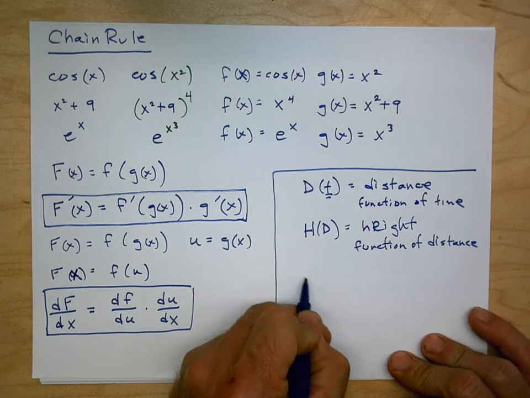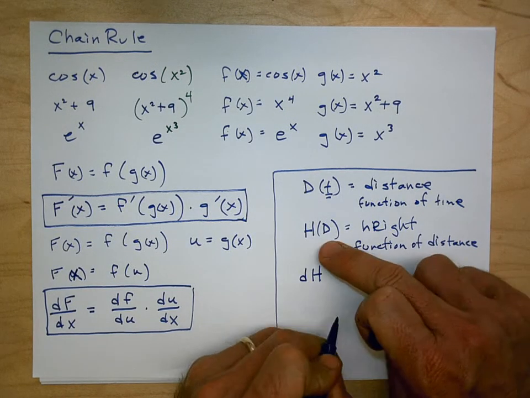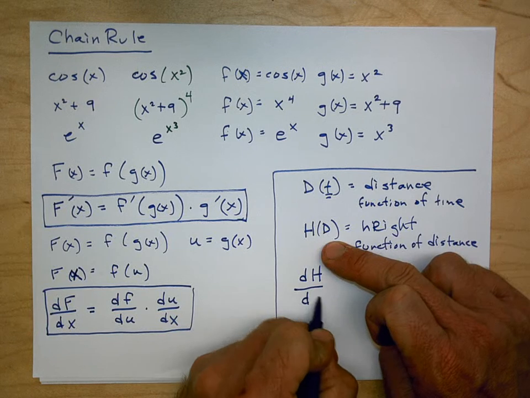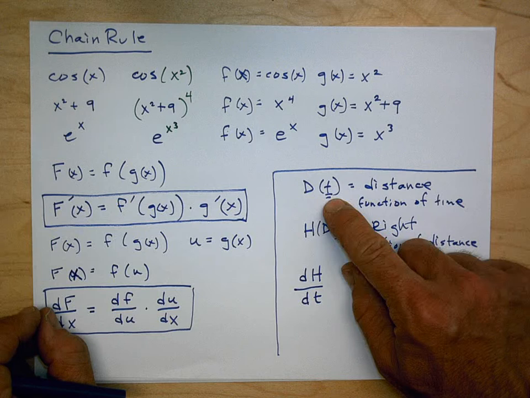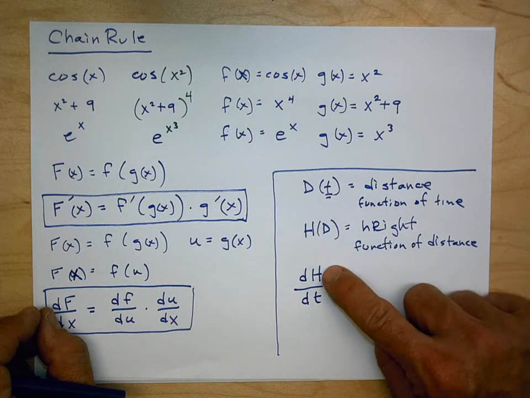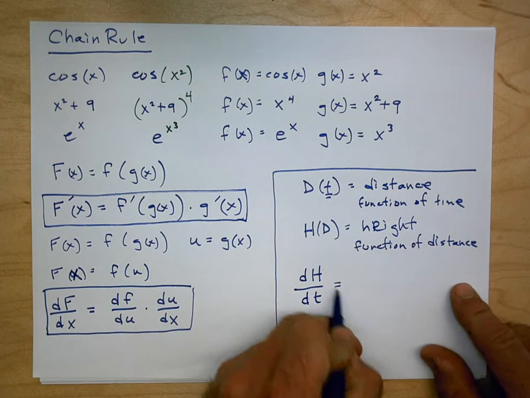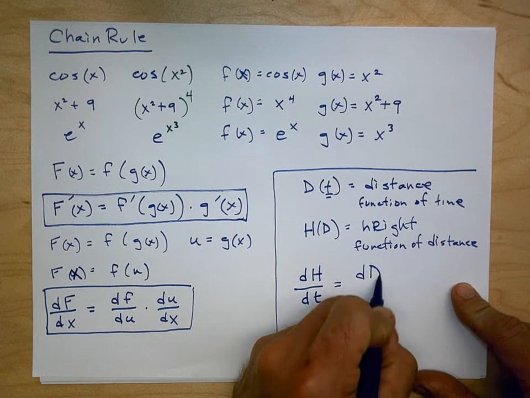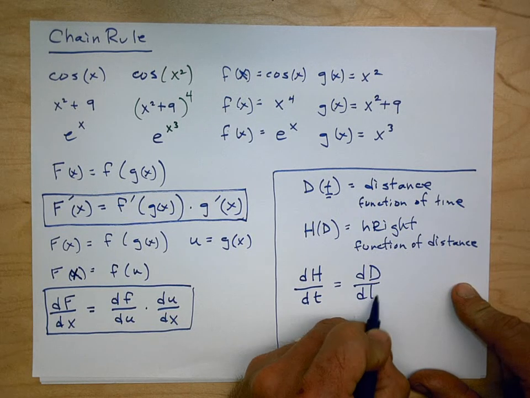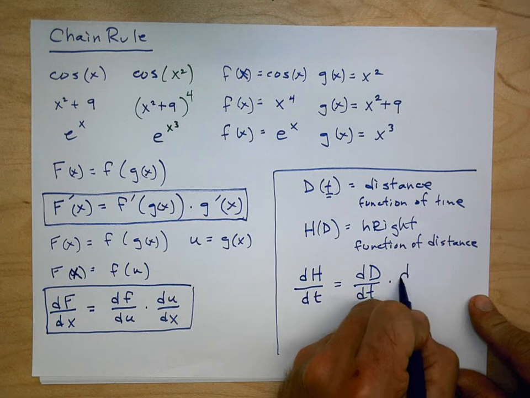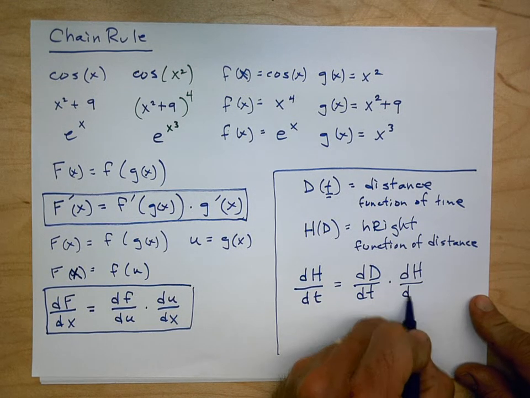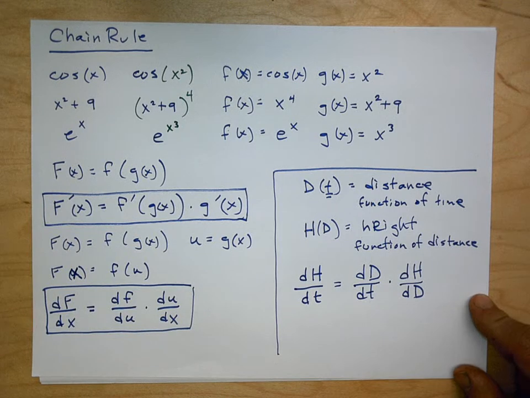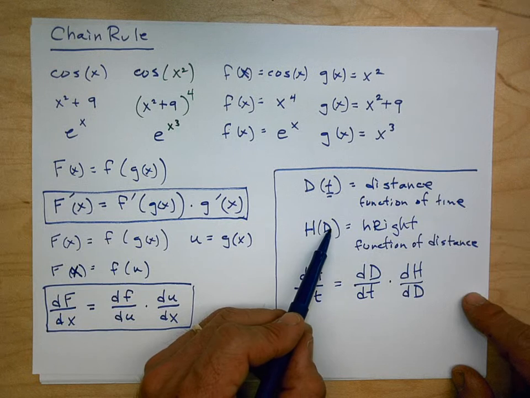So if we wanted to find how the height changes as a function of time, here height is a function of distance, and distance is a function of time. If I wanted to know how height changes with respect to time, then I could find the derivative of the distance with respect to time, times the rate of change of height with respect to distance. So again, you can think of this as a composition of functions.